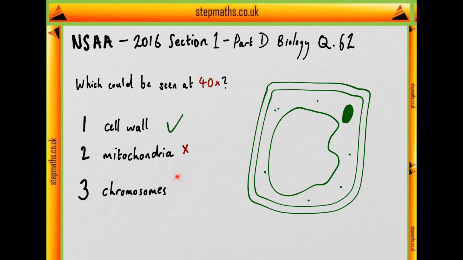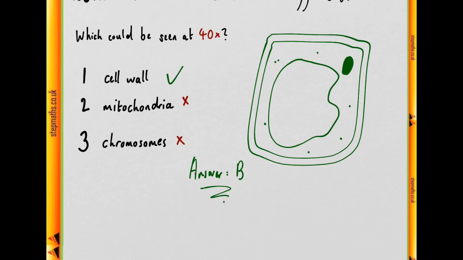when it comes to DNA and its associated histone molecules, these are much, much smaller than anything that can be observed with a light microscope. So we can say that our answer must be that only the cell wall can be seen or readily identified, and so our answer is B.